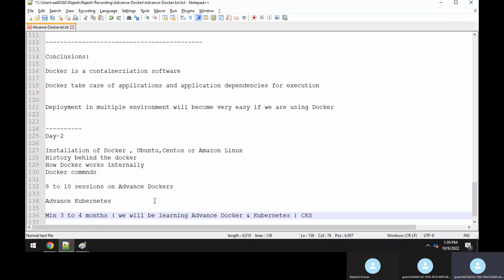Once that completes, I will take up AWS or Jenkins, anything. So guys, that's it for the day today.